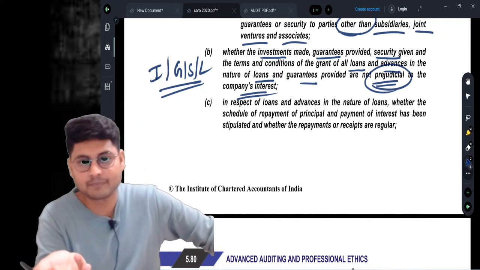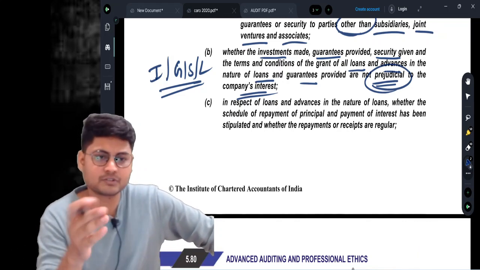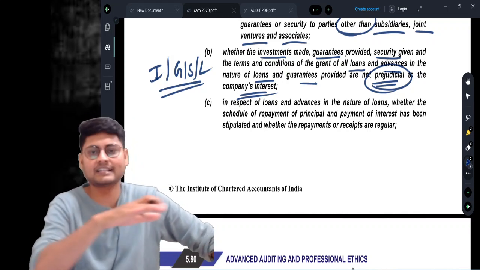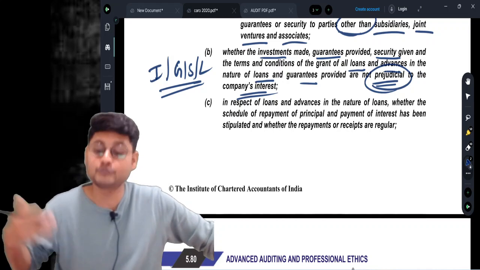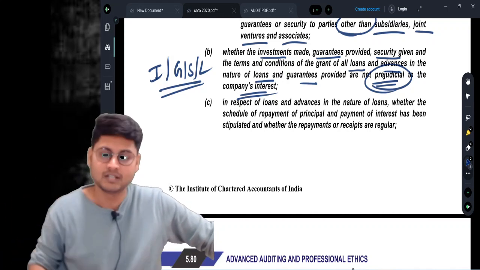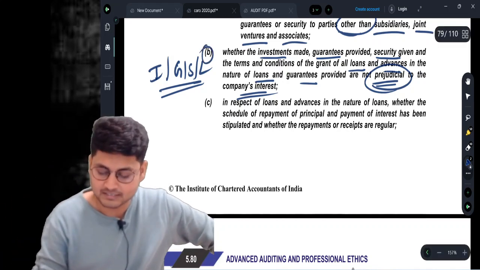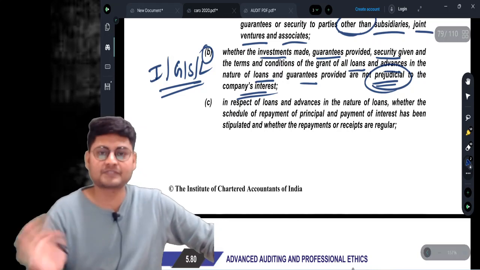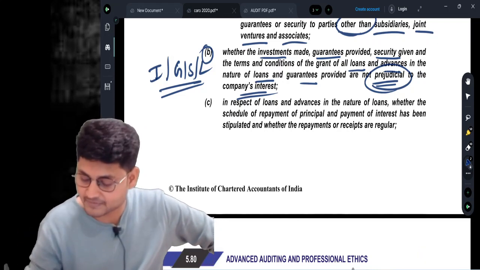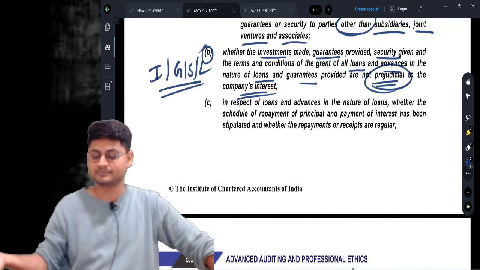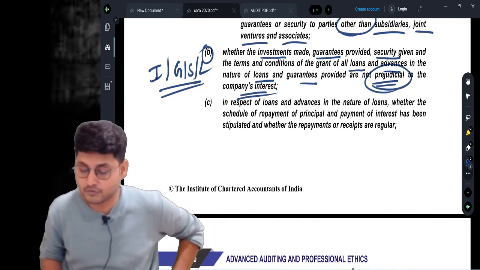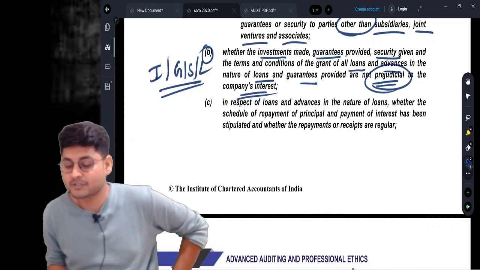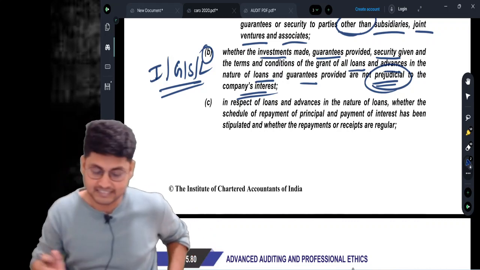If it is not prejudicial, then there is no point. You can just go and write it is not against the interest of the company. The auditor needs to write. If it is prejudicial to the interest of the company, then he needs to write. Whether it is right or wrong, he needs to specify here. Whether the investments made, guarantees provided, securities given, and the terms and conditions of all loans and advances in the nature of loans and guarantees provided are not prejudicial to the company's interest.